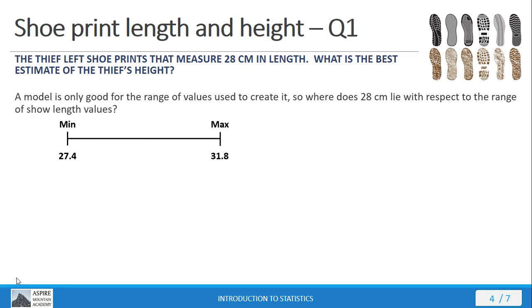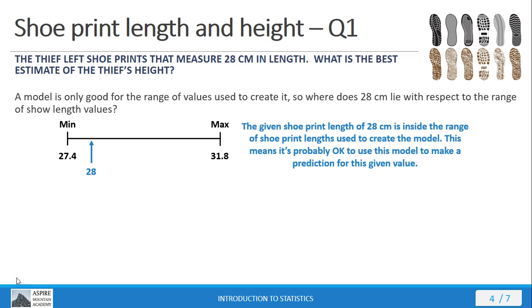So imagine a number line where we've got the minimum value from our data set and the maximum value for our data set. So these are minimum and max X values that are feeding the model. 28 centimeters lies on this number line right about here. So we're inside the range of data used to create the model. This is very good. This is typically what you want to see. So it's probably okay to use the regression model given that the value that we want to use for predictions is inside the range of data used to create the model.